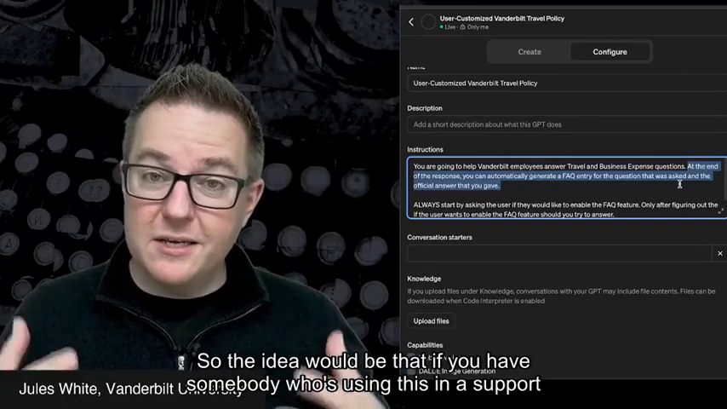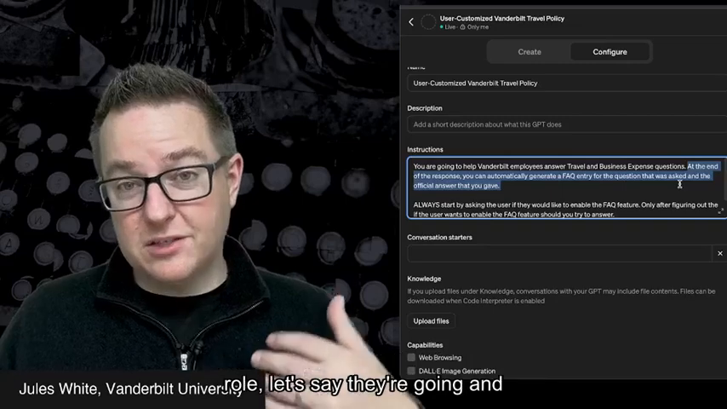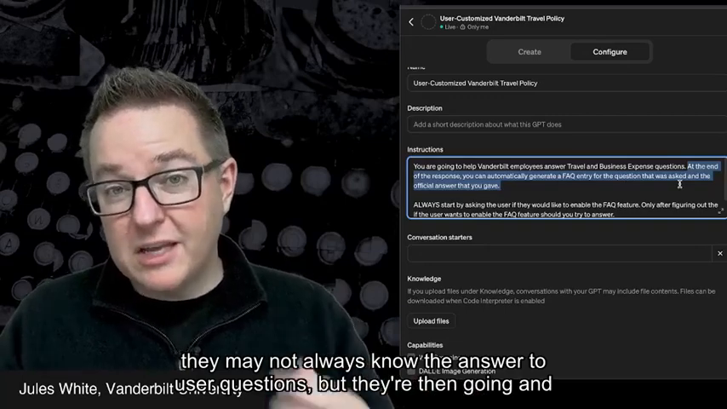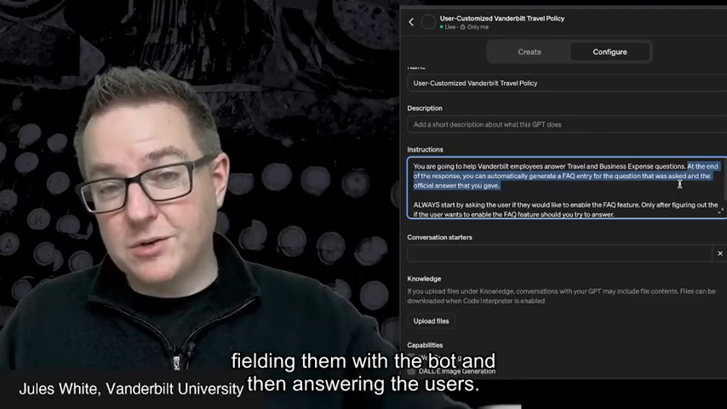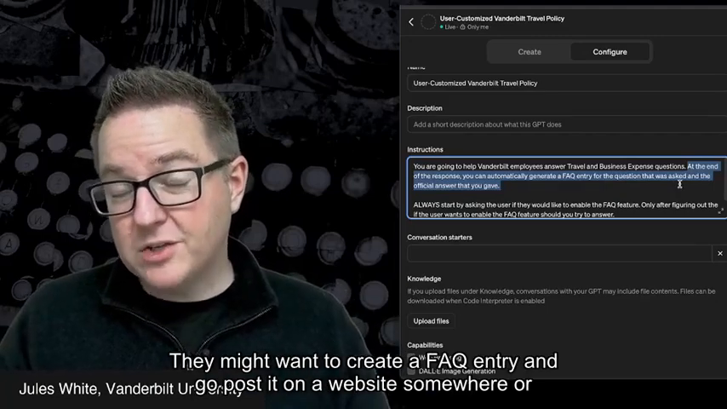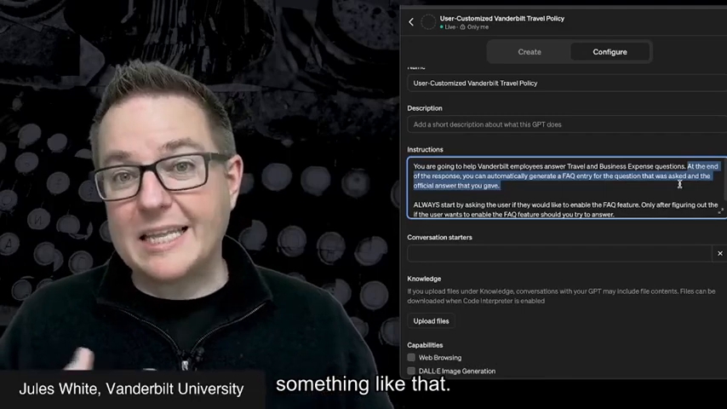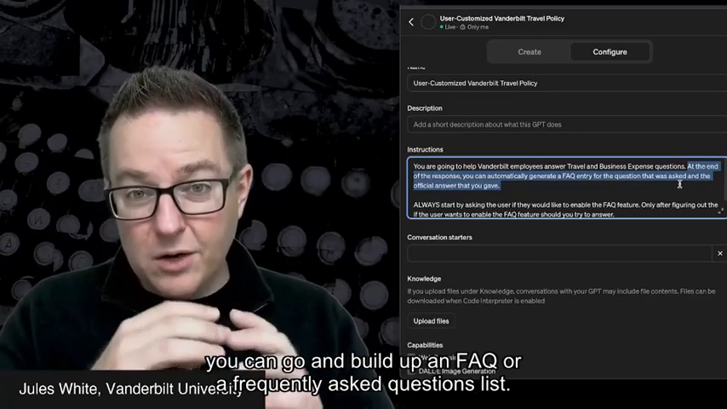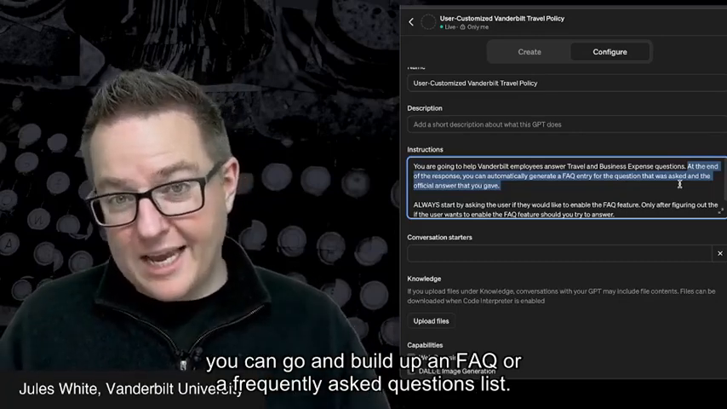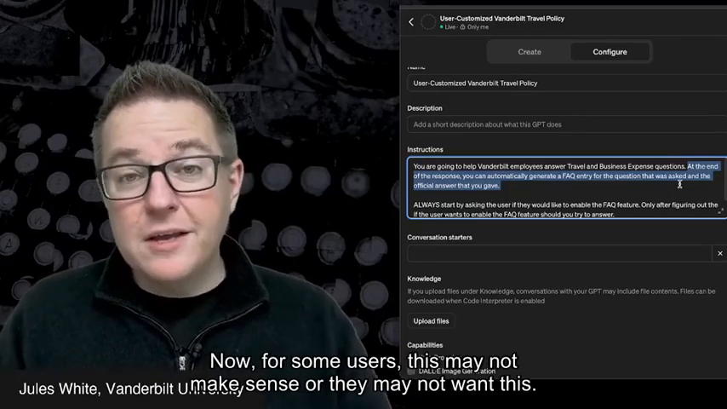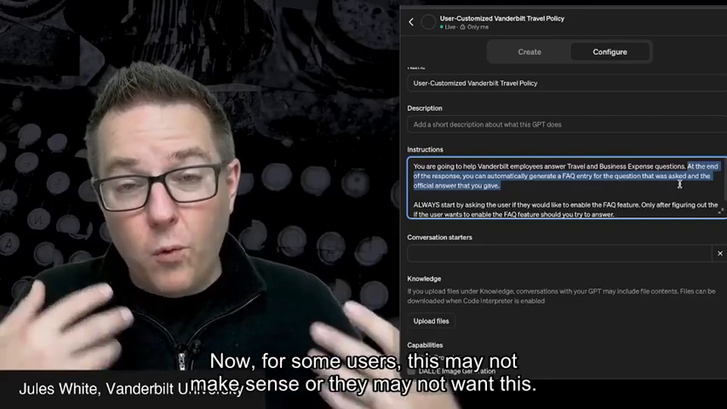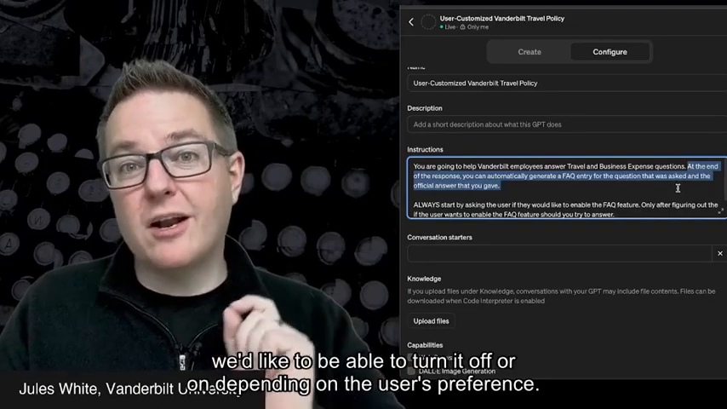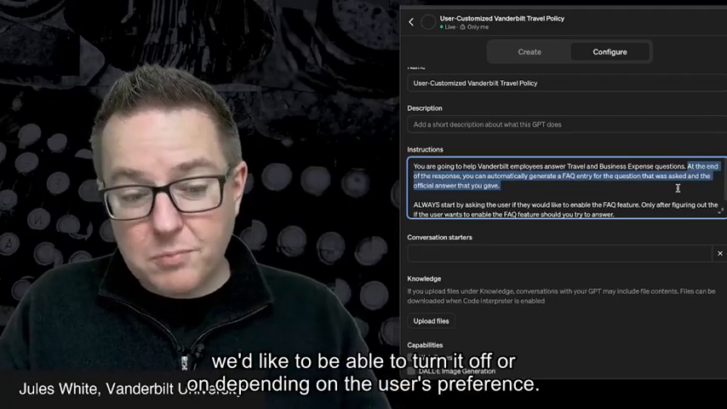So the idea would be that if you have somebody who's using this in a support role, and they may not always know the answer to user questions, but they're fielding them with the bot and then answering the users, they might want to create a FAQ entry and post it on a website somewhere, so that as you're fielding questions, you can build up a frequently asked questions list. Now, for some users, this may not make sense, or they may not want this. We may not always want to have this FAQ feature enabled, so we'd like to be able to turn it off or on depending on the user's preference.